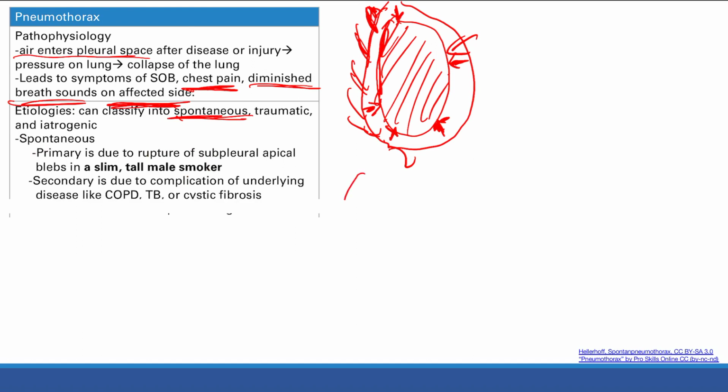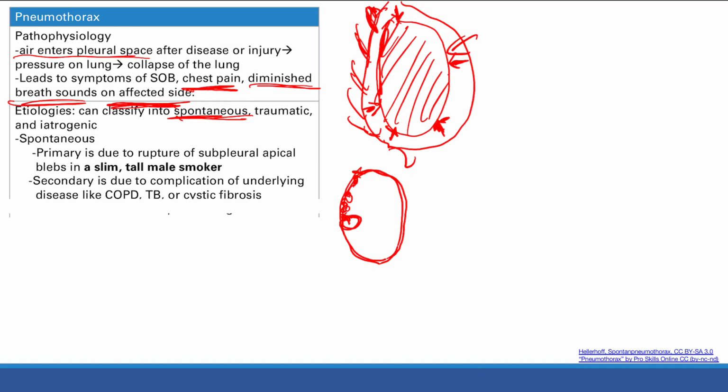So primary spontaneous, I'm going to do my poor drawing again. In primary spontaneous, it's a rupture of subpleural apical blebs in a slim, tall male smoker. Subpleural apical blebs means you have these air blebs right under the pleura, and if they rupture, these blebs have air in them, and this air is going to go into that pleural space. And I'm going to draw it up bigger for you so you can see. It's going to go into that pleural space, and now you're going to get air in between the two.